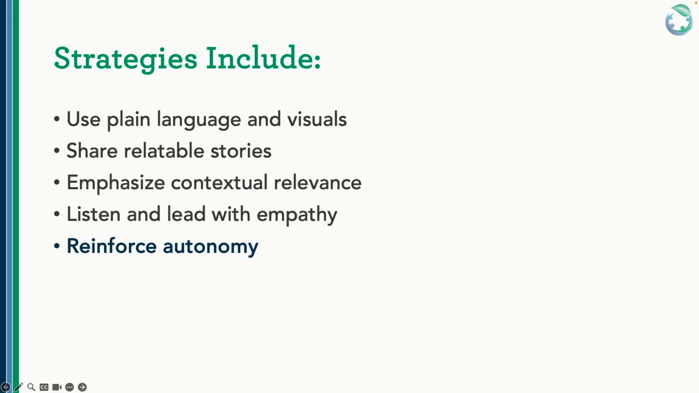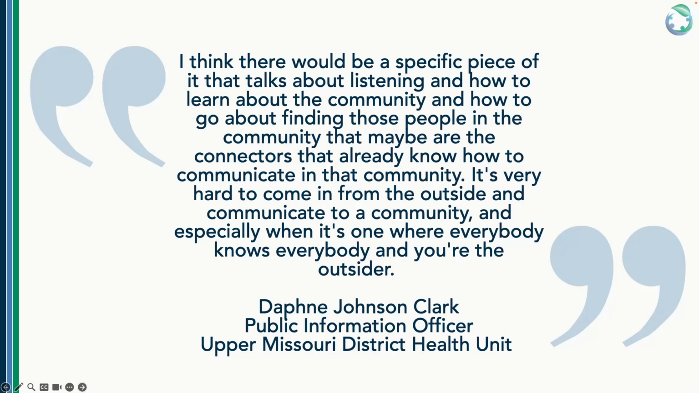An additional strategy is reinforce autonomy. Communicate options and respect choice. Empower people with information that supports and does not dictate their decisions. As one rural partner put it, "I think there would be a specific piece of it that talks about listening and how to learn about the community and how to go about finding those people in a community that maybe are the connectors that already know how to communicate in that community. It's very hard to come in from the outside and communicate to a community, and especially when it's one where everybody knows everybody and you're the outsider."